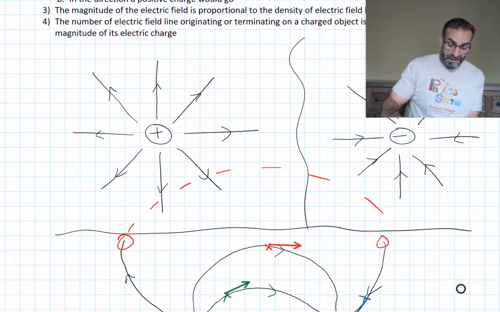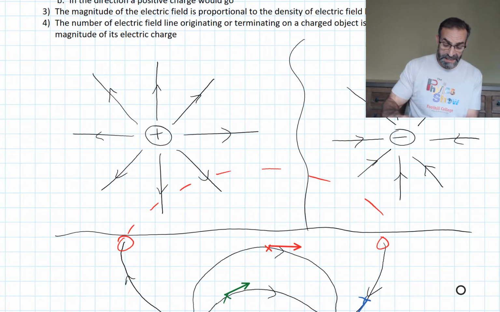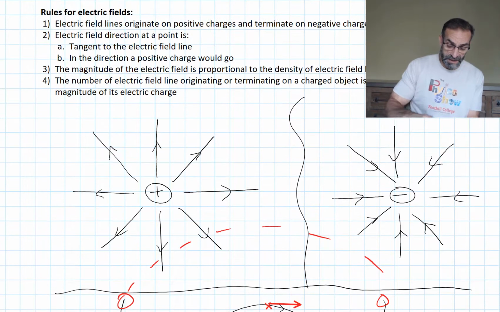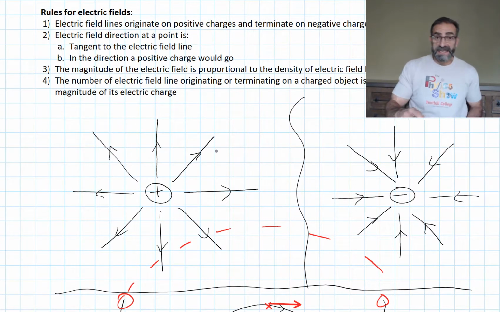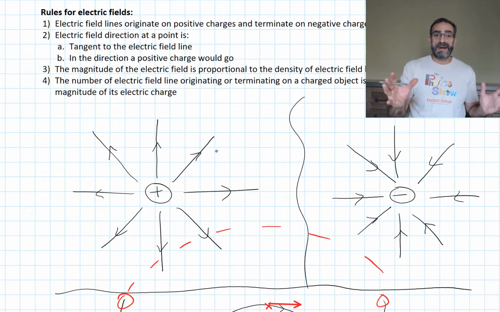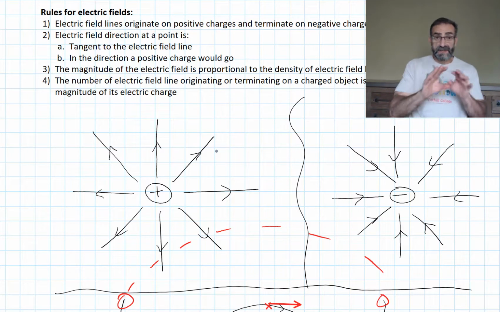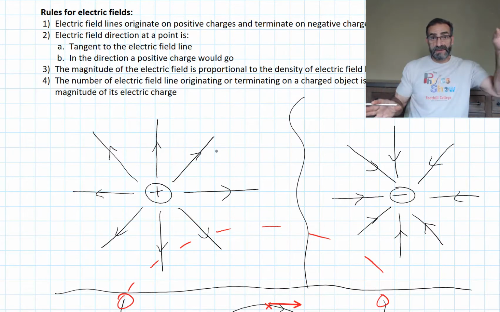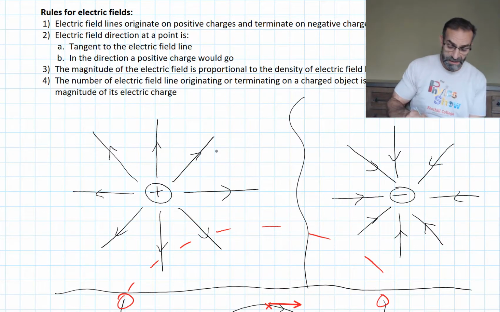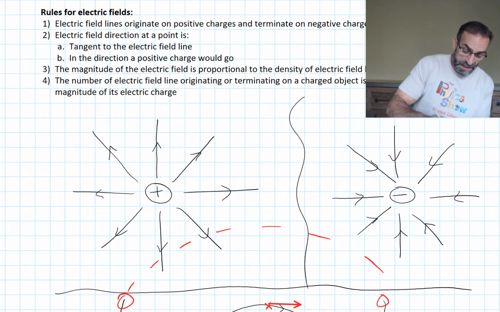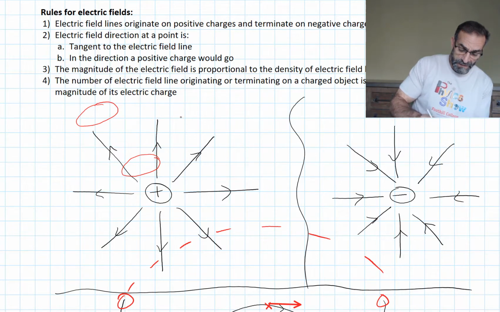Now the magnitude of the electric field is proportional to the density of the field lines. So let's look first at this picture. It's just a positive charge sitting all by itself in space, nothing else around it. And the field lines come radially outward from that charge. So where are the lines closest together? In here, close to the charge, the lines are close together. Out here, they're very far apart.